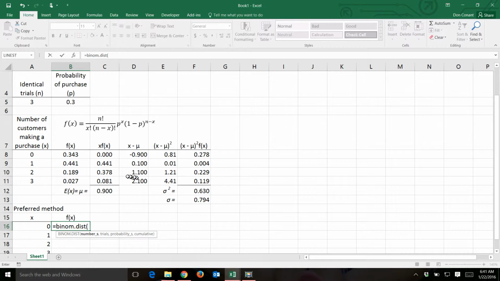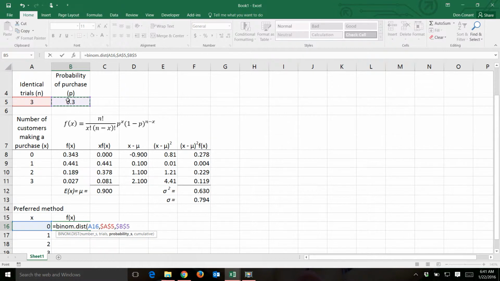And it wants a number which is in fact x. So we'll give it x. We'll leave that relative, so when we copy it, then it wants to know the number of trials. That is 3 in our problem. Make that absolute so we can copy it. Then it wants to know the probability of success. So we'll make that absolute so we can copy it.